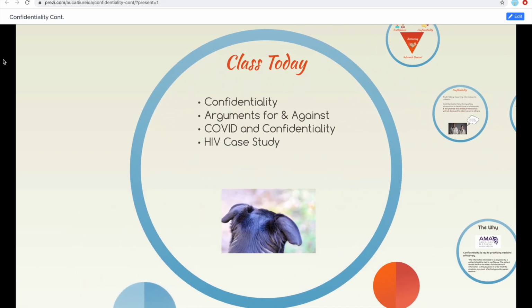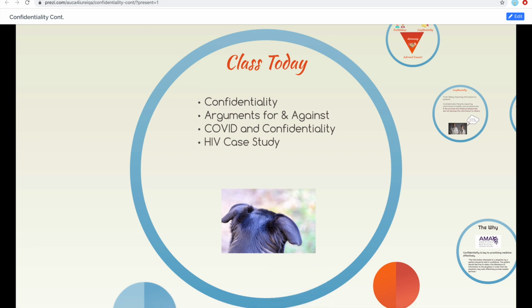So class today will be structured as follows. We'll be going over confidentiality. What is it? What are the limits of it? How to do it well? What are three rules of thumb to follow? Then we will be discussing arguments for and against confidentiality. And finally, we have two case studies, one on the Fitbit and whether or not privacy should be protected, and one on COVID-19 and whether or not confidentiality should be in place when we're trying to address a pandemic. So I'm interested to hear what you guys think.